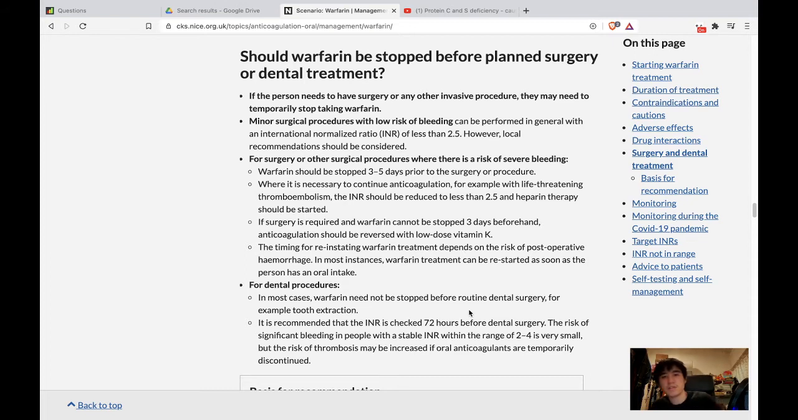Surgery is required and warfarin cannot be stopped 3 days beforehand. Anticoagulation should be reversed with low-dose vitamin K. The timing for reinstating warfarin treatment depends on the risk of post-operative hemorrhage. In most instances, warfarin treatment can be restarted as soon as the person has oral intake.